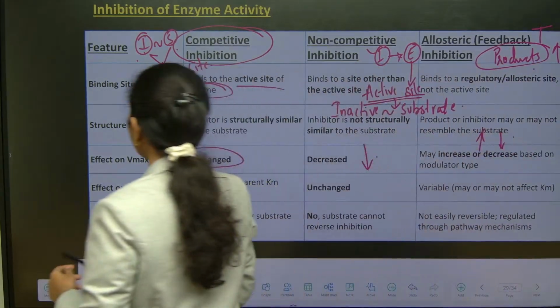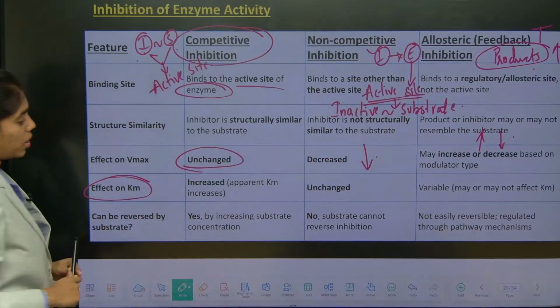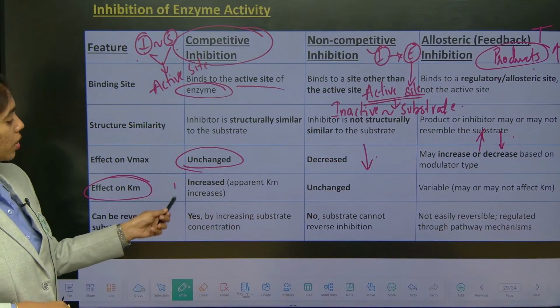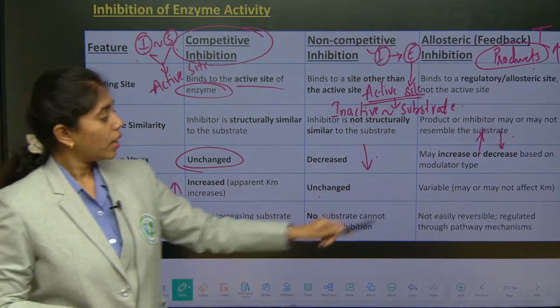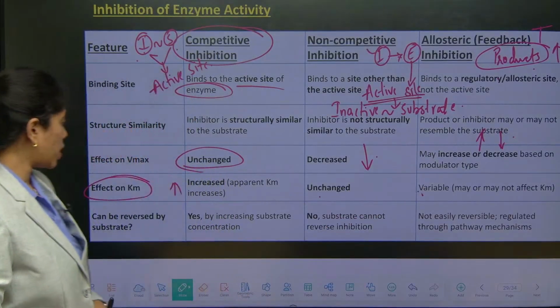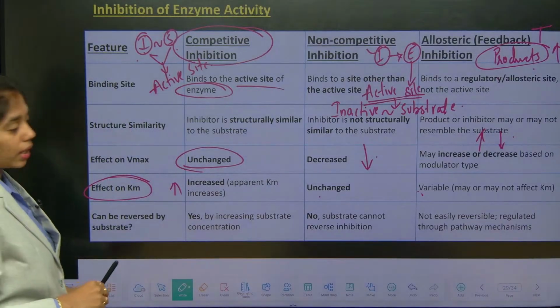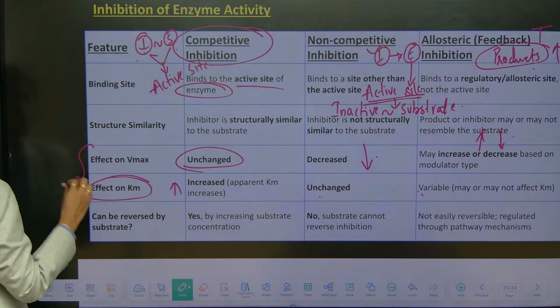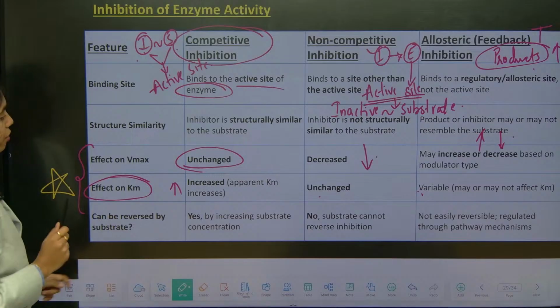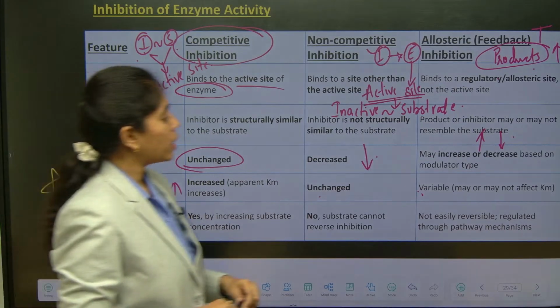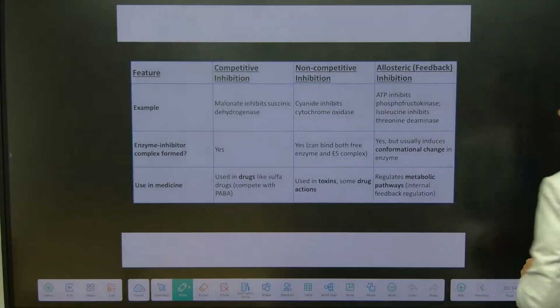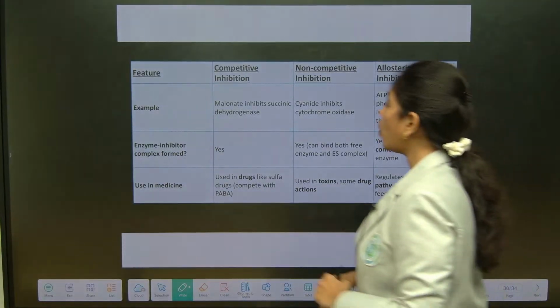Next, the effect on substrate concentration. Substrate concentration is increased here. Here it is unchanged. Here it is variable in allosteric inhibition. It is very important to know the changes of maximum velocity and substrate concentration. Clear, right? And then we move on with examples.